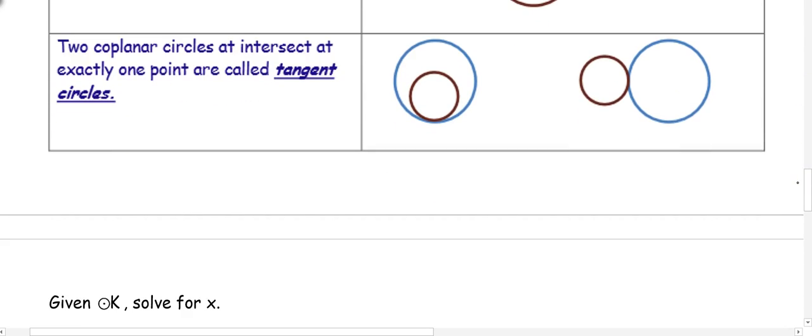We also have tangent circles. So remember, tangent is usually a line that touches a circle in one place. So a tangent circle means that the circles are intersecting in one place. So we have inside circles, one circle inside the other touching in one part, and we have other ones where one circle's outside, one circle's inside, and they're touching up against each other only at that one point. So they would be tangent circles.